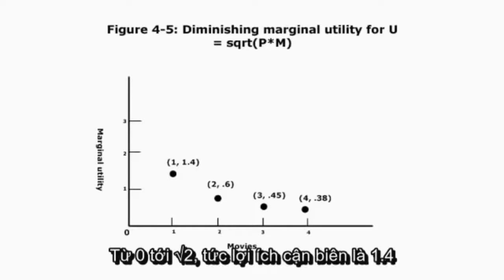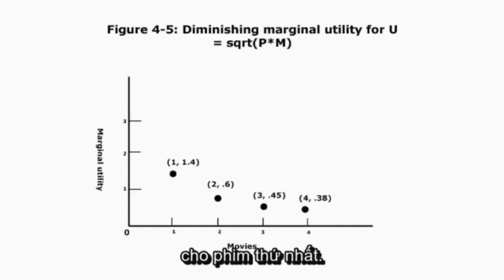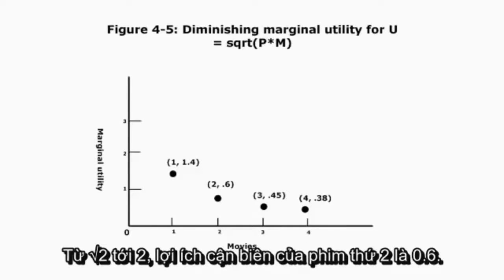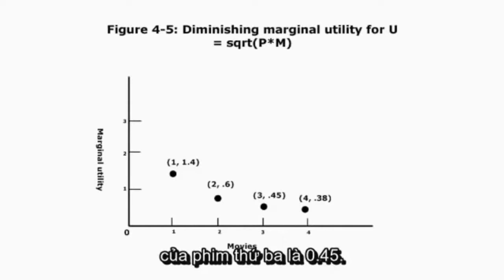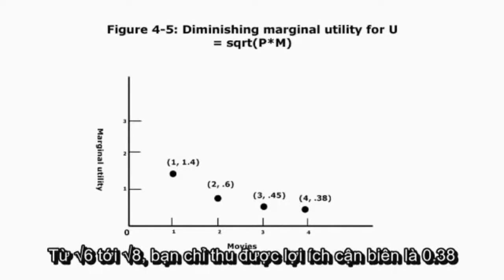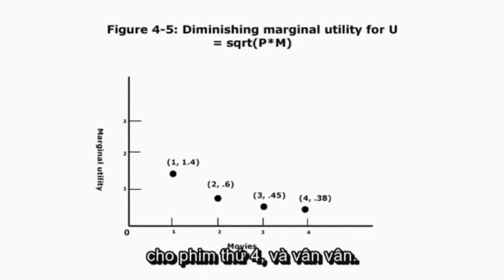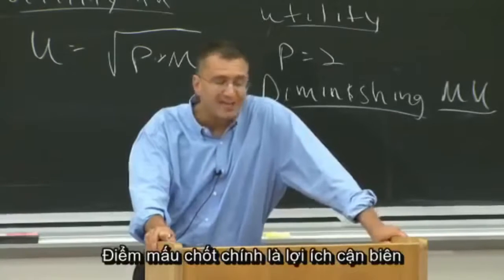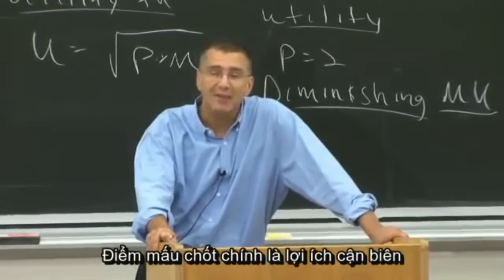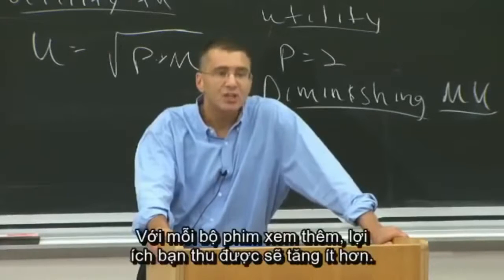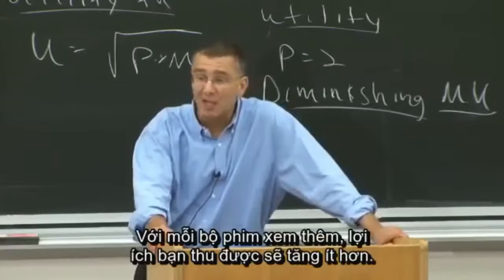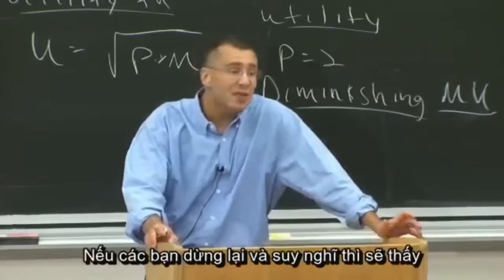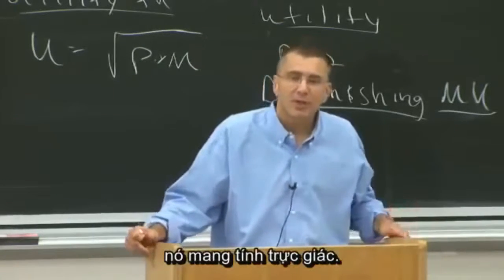So you go from 0 to square root of 2, and you get a marginal utility of 1.4 for the first movie. From square root of 2 to 2, you get 0.6 for the next movie. From 2 to square root of 6, you get 0.45 for the third movie. From square root of 6 to square root of 8, you only get 0.38 from the fourth movie, and so on. So the key point is that these marginal utilities are ever decreasing. Each additional movie gives you less incremental utility. And if you stop and think about it, it's kind of intuitive. Just stop and think.